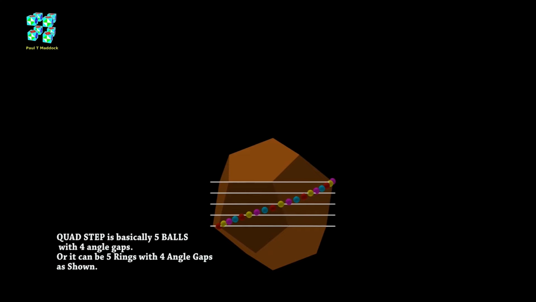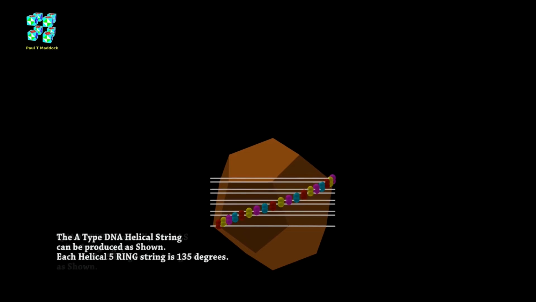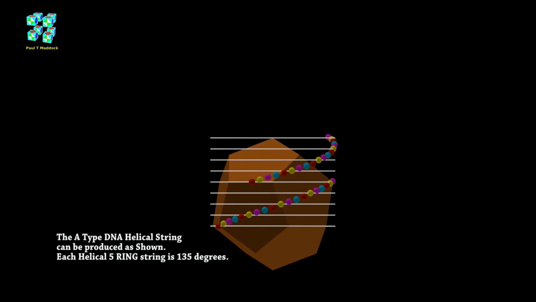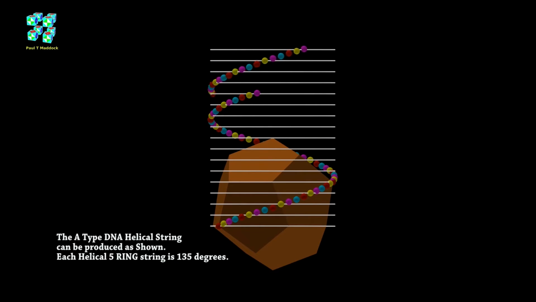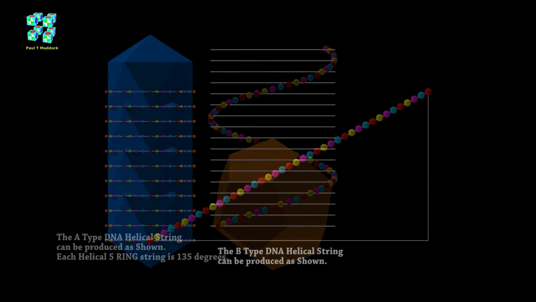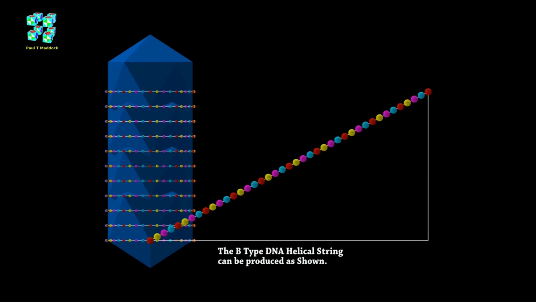Now look what happens when I make a string of these 5 rings. You can see that it's forming the helical form of A-type DNA. Now if you want more information on this, it's best to look at my videos on A-type DNA. Okay, let's take a look at B-type DNA. It's going to be very similar.